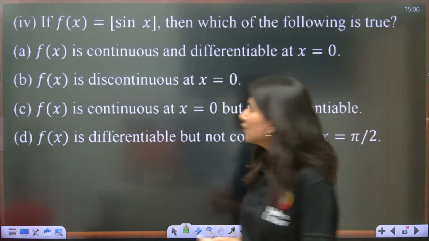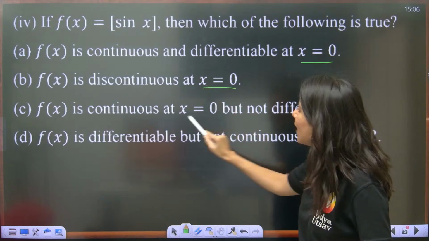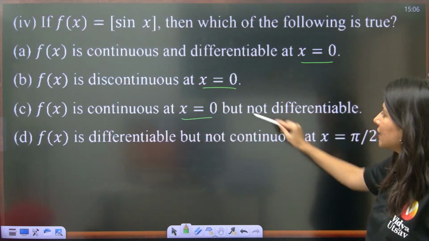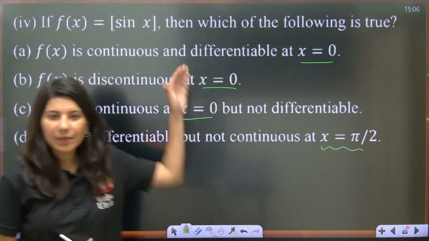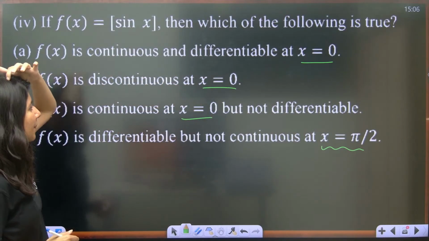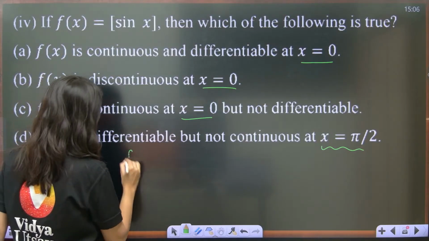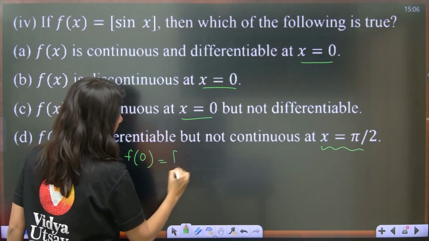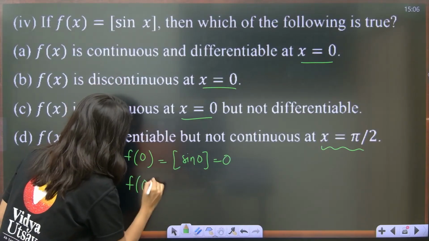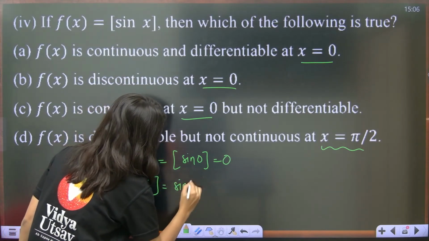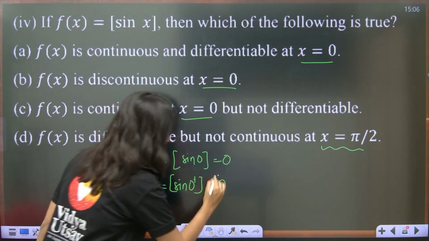Okay, let's do one thing. As per the question, they are talking about x equals 0. Every option is all about x equals 0 except option D. So let us give priority to A, B and C first. Let's check what is happening at x equals 0. So just tell me, f(0) will be what? sin 0, which is 0. f(0+) will be sin 0+. This is also 0. Okay.